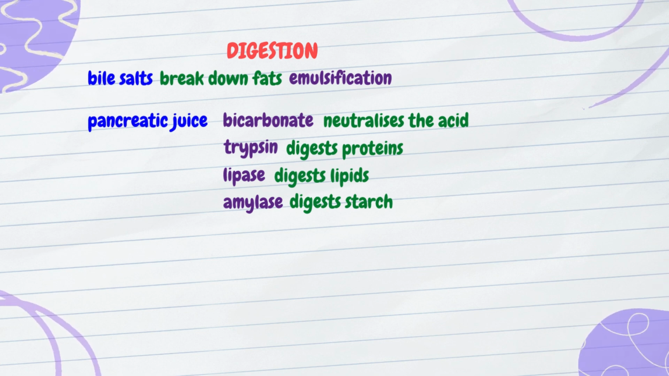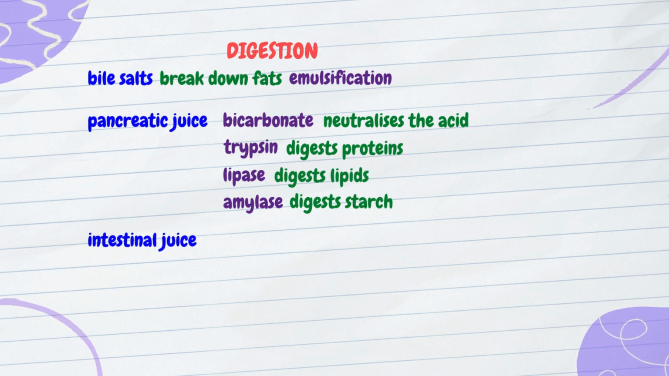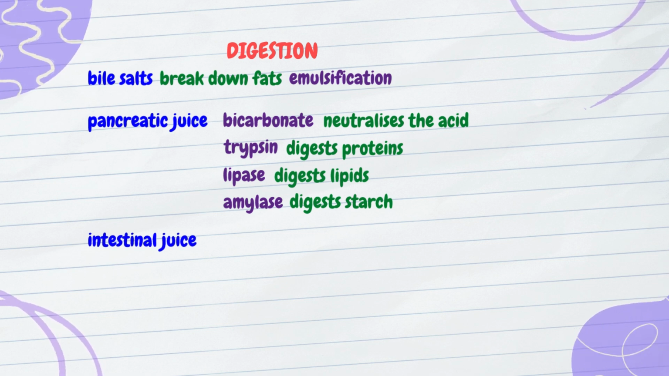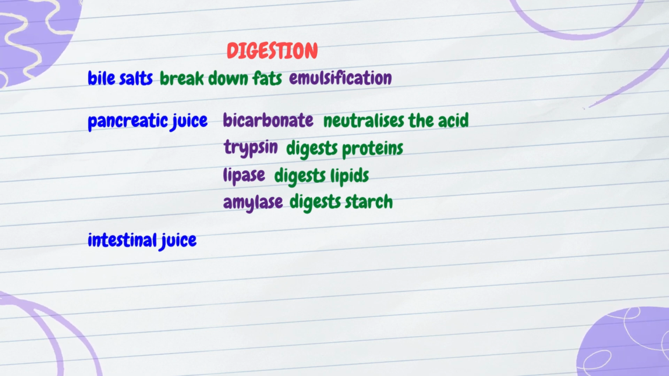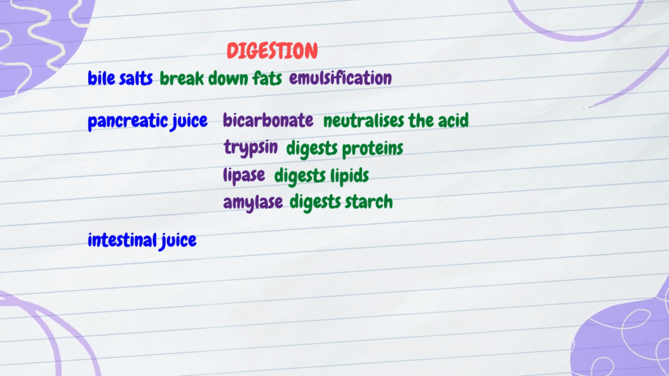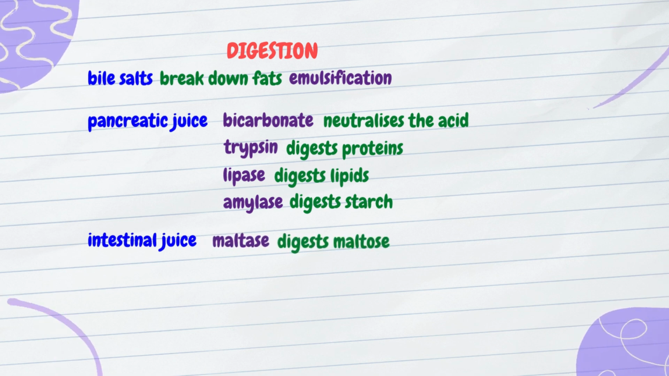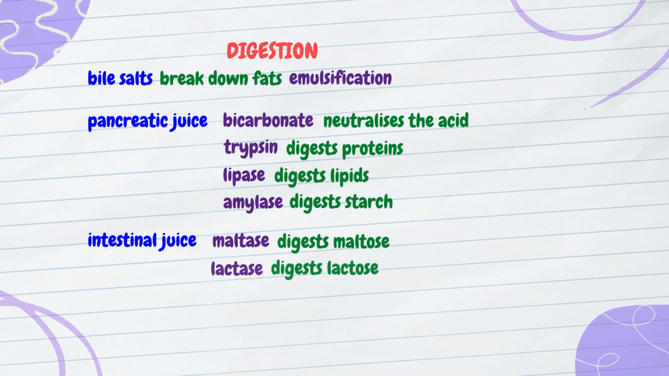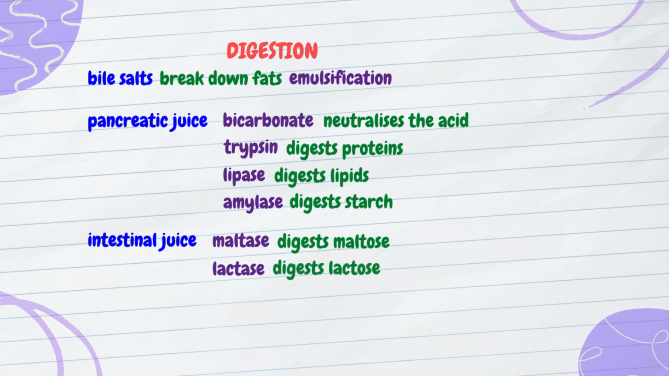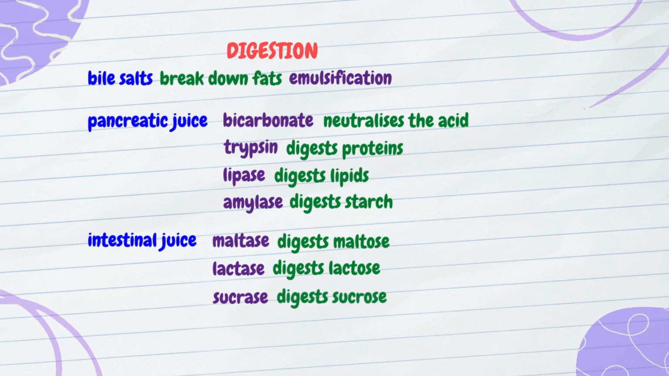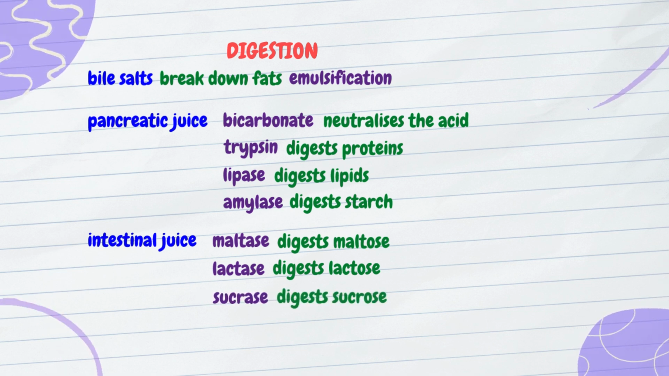The walls of the small intestine contain intestinal juice. Enzymes in this juice finish the digestion of all nutrients. For the carbohydrates, maltase digests maltose into two glucoses. Lactase digests lactose into glucose and galactose. Sucrase digests sucrose into glucose and fructose.